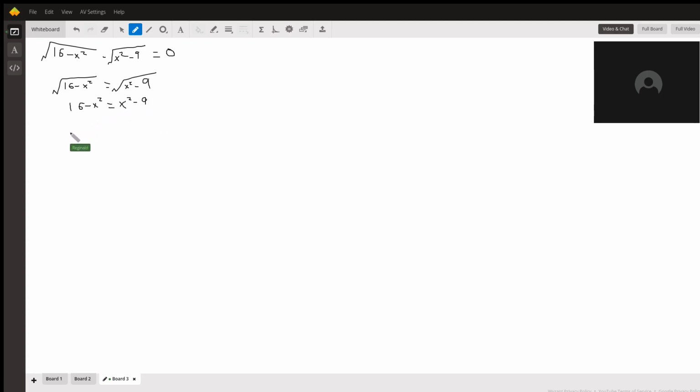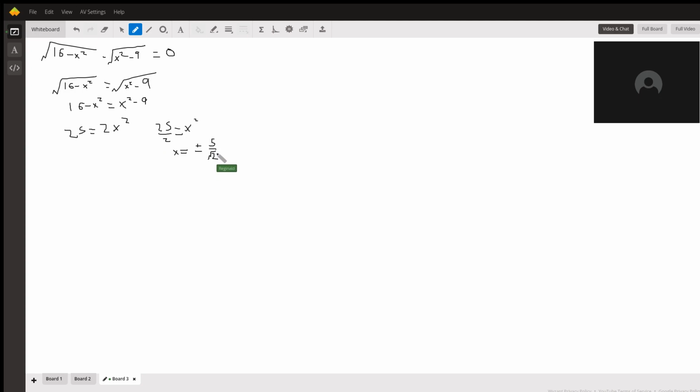Add 9, we get 25. x squared plus x squared, that's 2x squared. Divide both sides by 2. So 25 over 2 is x squared. So x should be plus or minus. If I square root this entire thing, the square root of 25, that's 5. Square root of 2 is just the square root of 2.